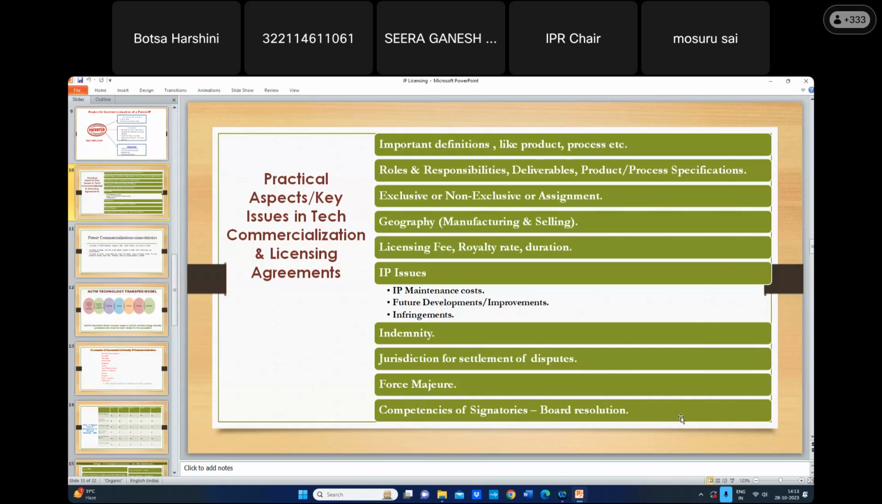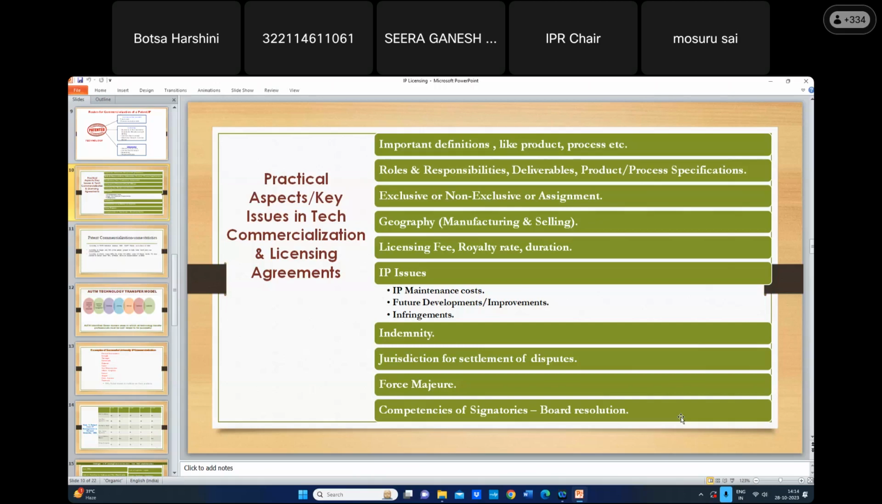Another most important thing with reference to IP is that you need to clearly articulate in your agreement who is going to bear the costs of the IP. For example, I am holding the IP in my name and I am giving you the rights to manufacture. IP is valid for 20 years, particularly patents, and you have to maintain them. Every year you have to pay a maintenance fee to the government so that the patent is live and active.